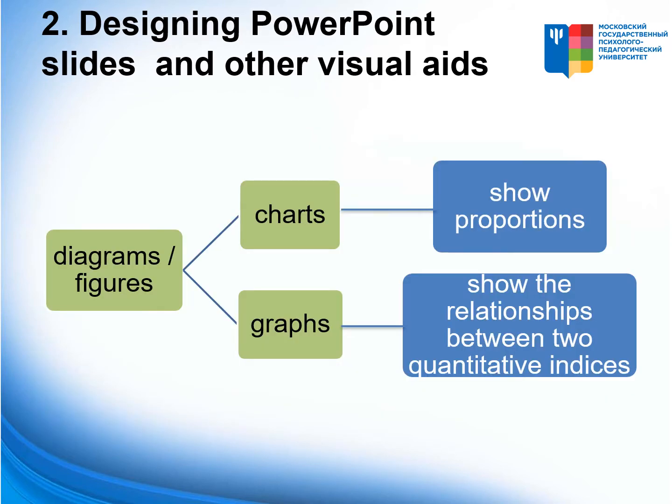There are many different types of diagrams or figures used to present data to an audience. A figure may be a chart, a graph, a photograph, a drawing, or any other illustration or non-textual depiction. The most commonly used are charts and graphs. Charts show proportions. Graphs typically display the relationship between two quantitative indices.